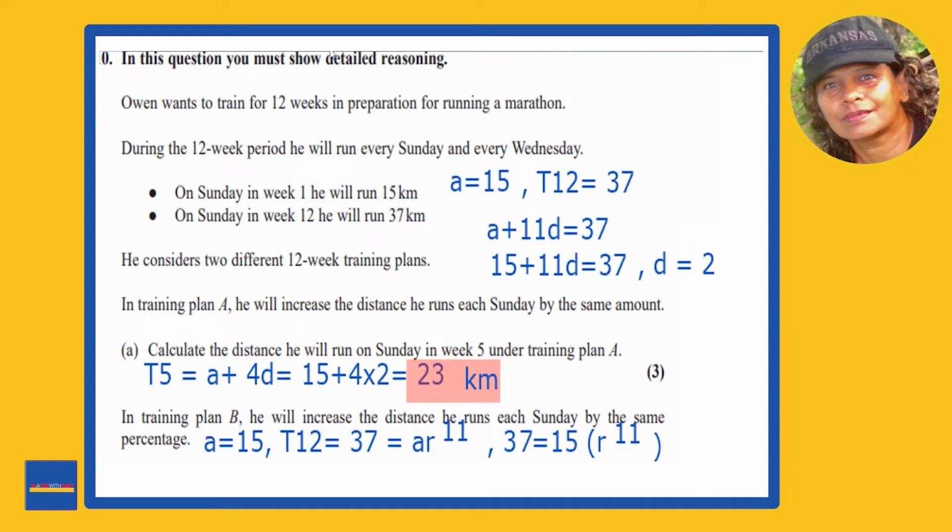Now let me remind you that the general term of an arithmetic series is given by Tn. T is the term and n is the number of the term. Tn means the nth term, and that's equal to a plus n minus 1 into d, where a is the first term and d is the common difference.